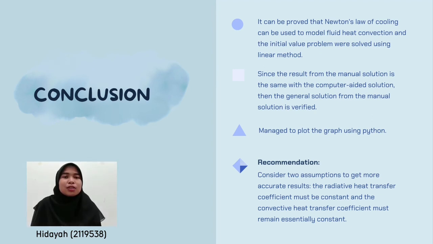The recommendation for this model is to consider two assumptions to get more accurate results. The radiative heat transfer coefficient must be constant and the convective heat transfer must remain essentially constant during the cooling process for small temperature differentials between the object and its surroundings.